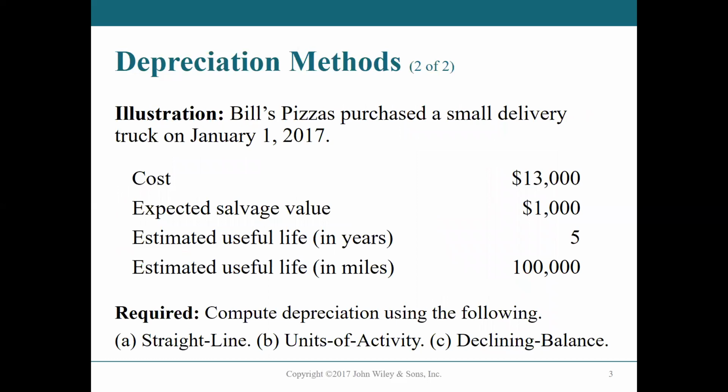So I just want to go through an example here of these 3 different methods. I know you've probably already gotten into this a bit in your homework, but here's a business, Bill's Pizza. They purchased a delivery truck, which cost them $13,000. They expect at the end of the truck's useful life to get $1,000 salvage value out of it. The truck's estimated useful life is 5 years, or 100,000 miles. To compute our depreciation, we can use all 3 of these methods.